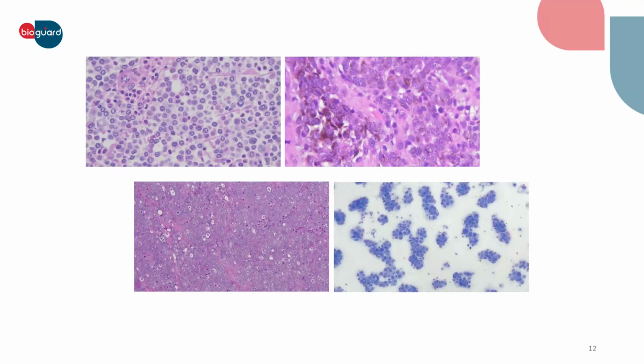Okay, these pictures show the exceptions. Here we can see mast cell tumor and melanoma, and this one is seminoma and mesothelioma.